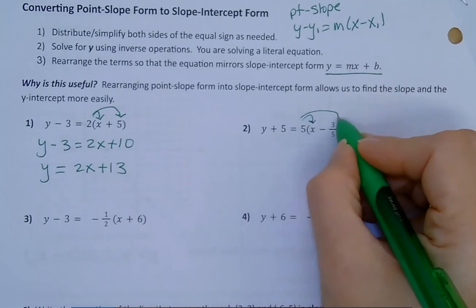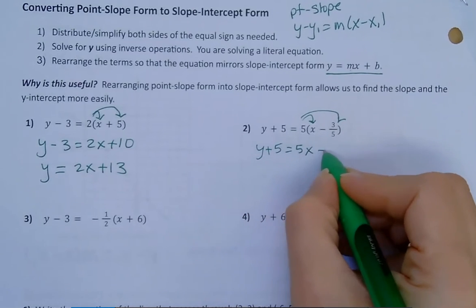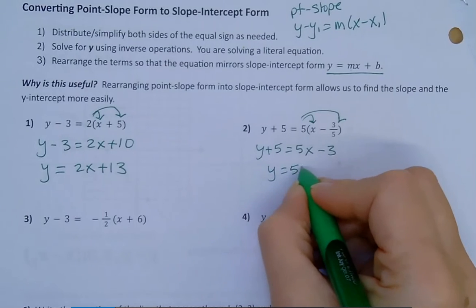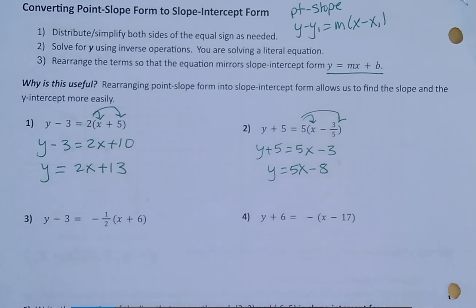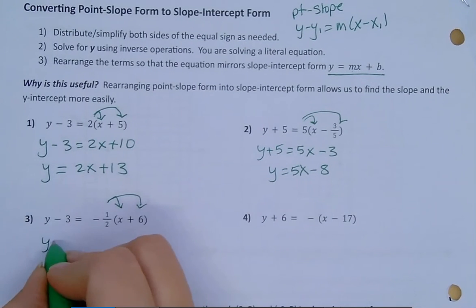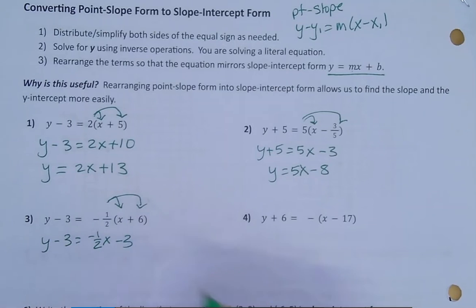Over here, I have y plus 5 equals 5x minus 3. I'll subtract 5 from each side, so I have y equals 5x minus 8. Okay, here I have to distribute again, so I have y minus 3 equals negative 1/2 x minus 3. Y equals negative 1/2 x. I'm going to add 3 to each side, so I can just stop right there, right?